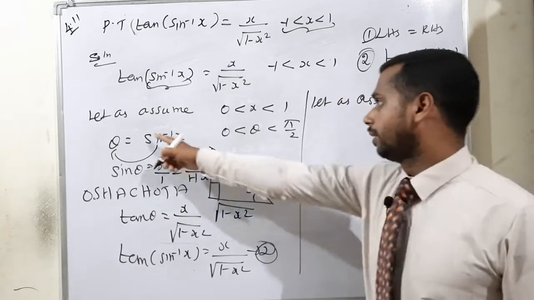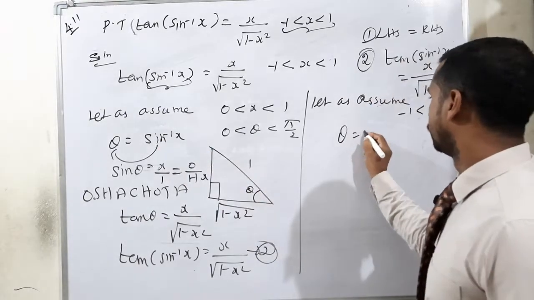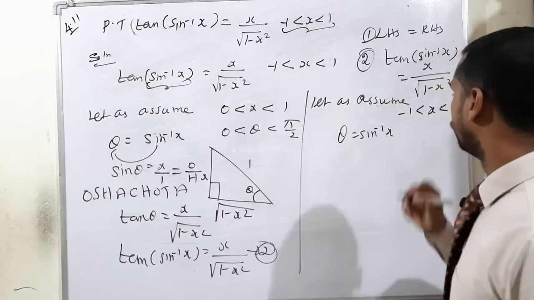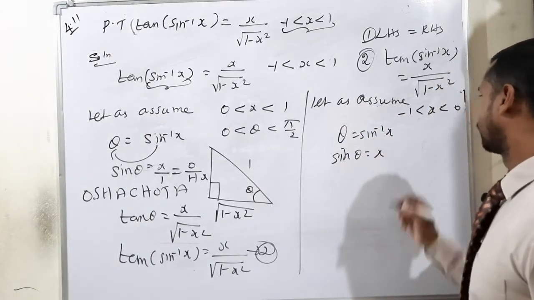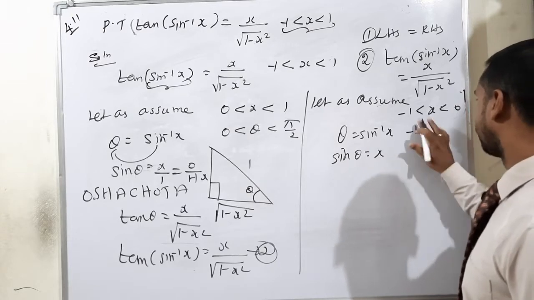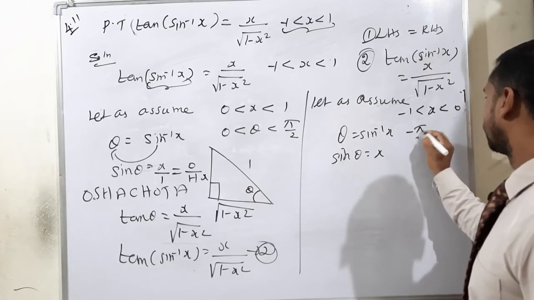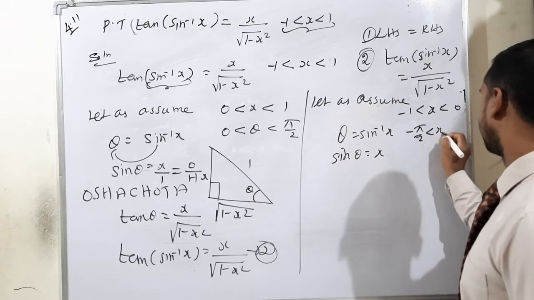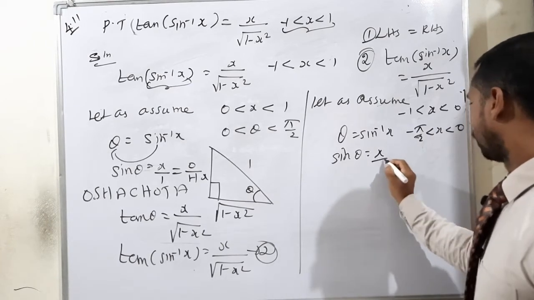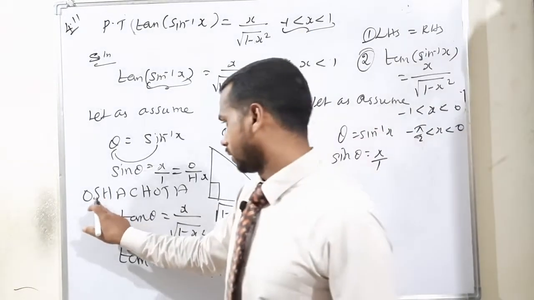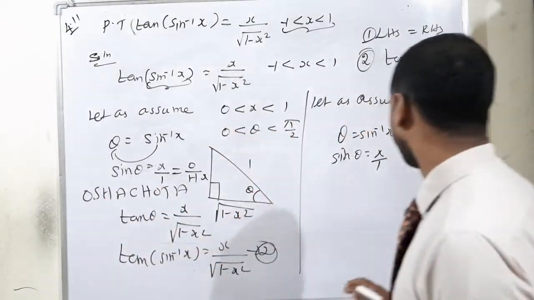The same condition: theta is equal to sine inverse x means sine theta is equal to x. So, sine theta is equal to x means sine of minus 1 means minus pi by 2, less than x, and sine 0 means the value will be 0. Therefore, sine theta means opposite divided by hypotenuse.